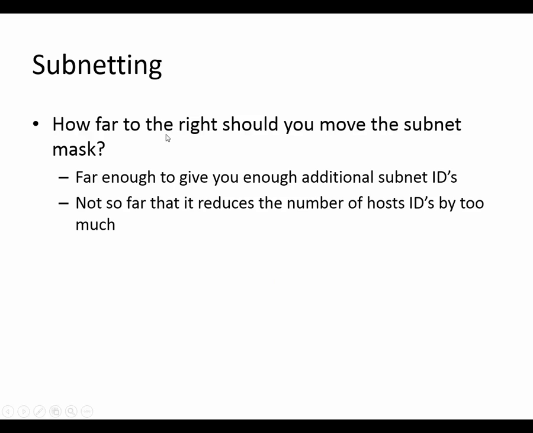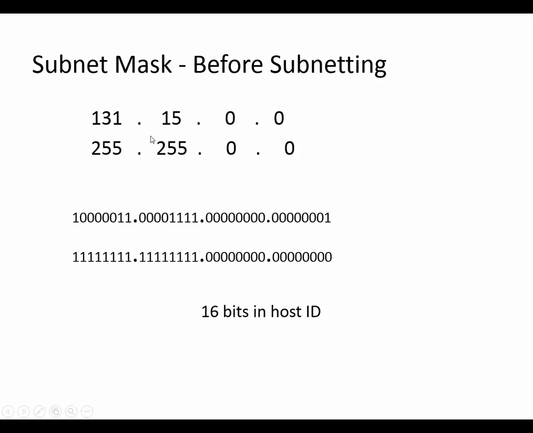So the question is, how far to the right should you move the subnet mask? And the answer is far enough to give you enough additional subnet IDs, but not so far that it reduces the number of host IDs by too much. Before subnetting, in our example, we just had a subnet mask of 255.255, and we just had a single network ID, which is 131.15, and we have 2 octets for host ID, 16 bits for host ID, so we can get a lot of IP addresses out of that, 65,000.